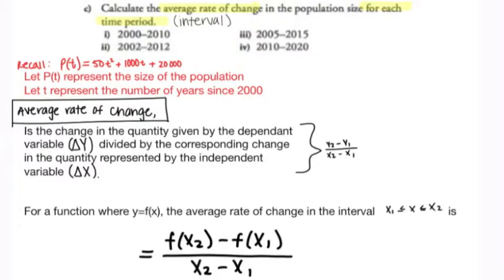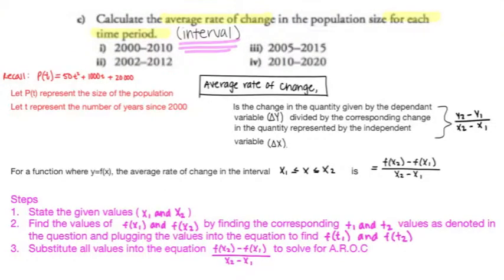With all of this prior information, we can now determine a few steps that will help us solve each part of question C. Step number 1 is to state the given values. Since the change in x is always the change in the independent value and time is always the independent variable, we know that x1 and x2 in our equation come from each time interval.